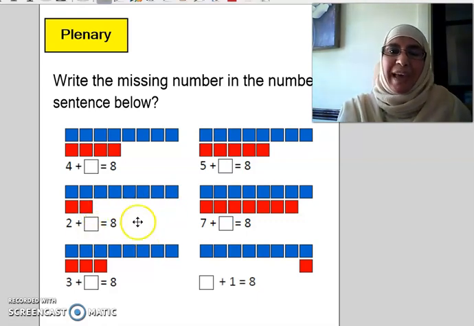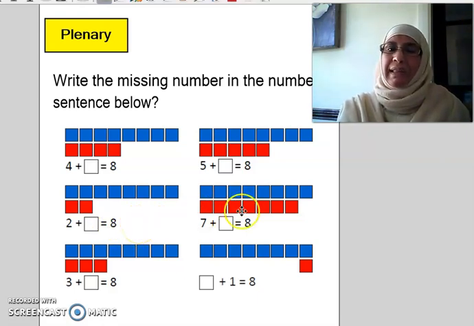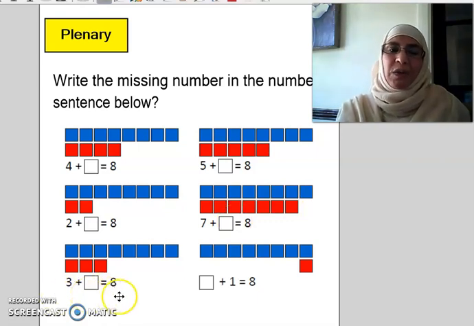Did you get the answer 6? If you did, well done. Let's try this one. 7 add 1. You have 7. How many more squares do you need to get to the number 8? 7 add 1 equals 8. 3 add what equals 8? So you have 3. How many more do you need to add to get to 8?